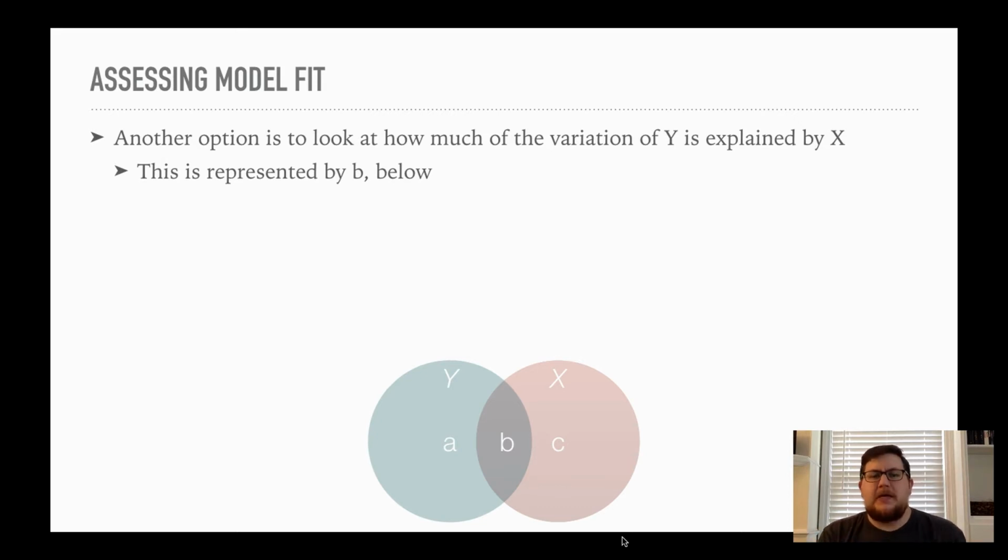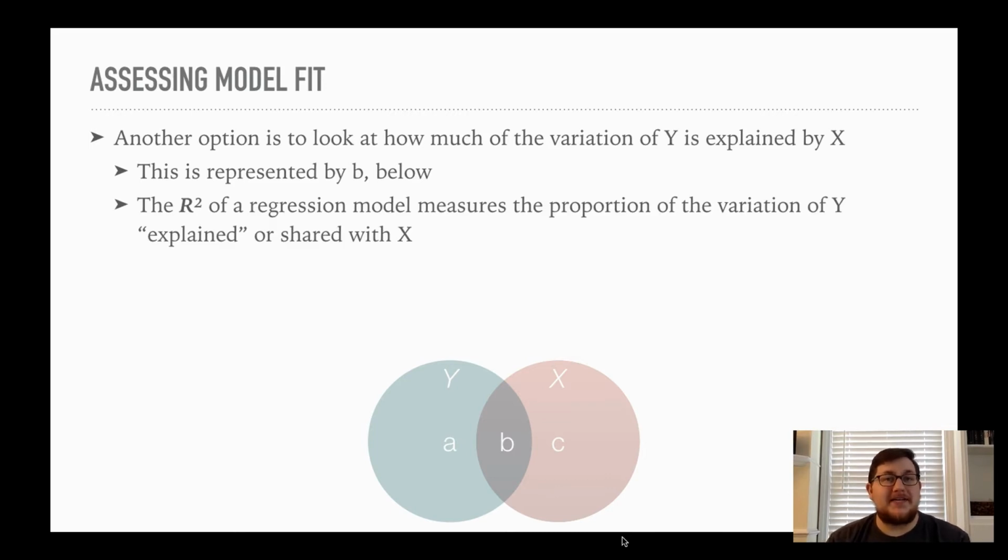You're not dumb. All right, so looking at this, right, we see that A is the portion of the circle Y that does not overlap with X. C is the portion of X that does not overlap with Y. B is where they overlap. Okay? That's what we want to know, right? We want to look at what is this total, right? As a share of all the variation in y, how much of it is in this B, okay?